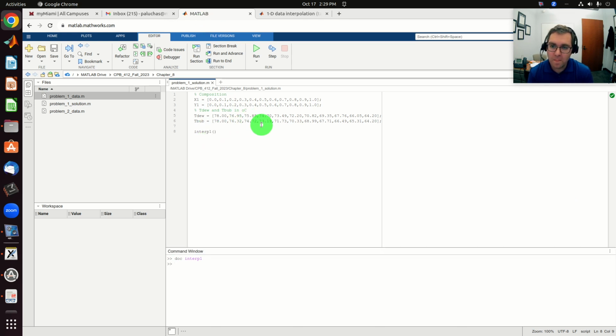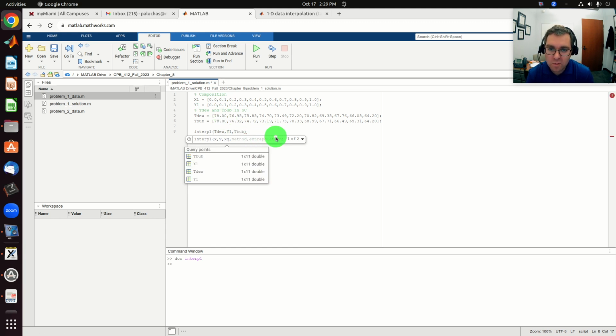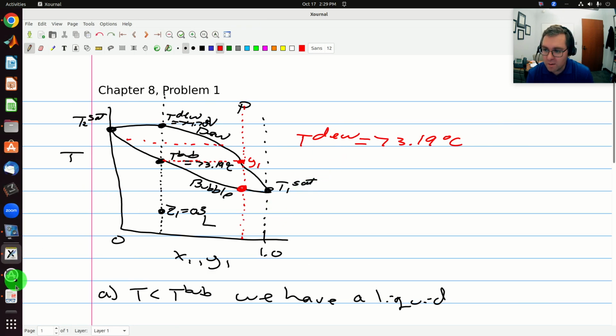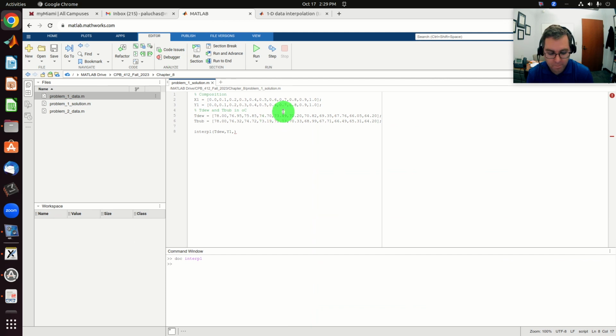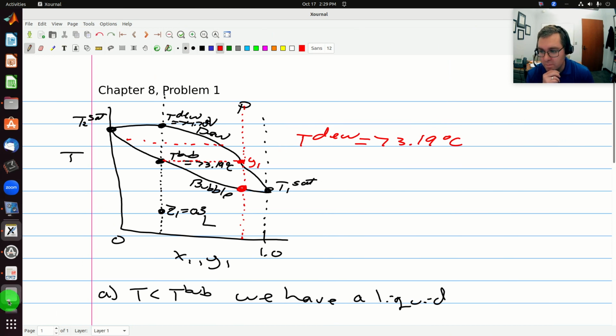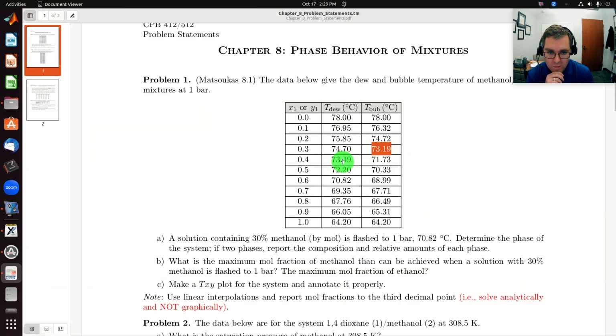So interp1 is going to be T dew, y1, and then my T bubs is 73.19. Okay, so if I save that and run it, I get 0.4233. And when I look at my data, we said that it's going to be between 0.4 and 0.5, so it seems reasonable.